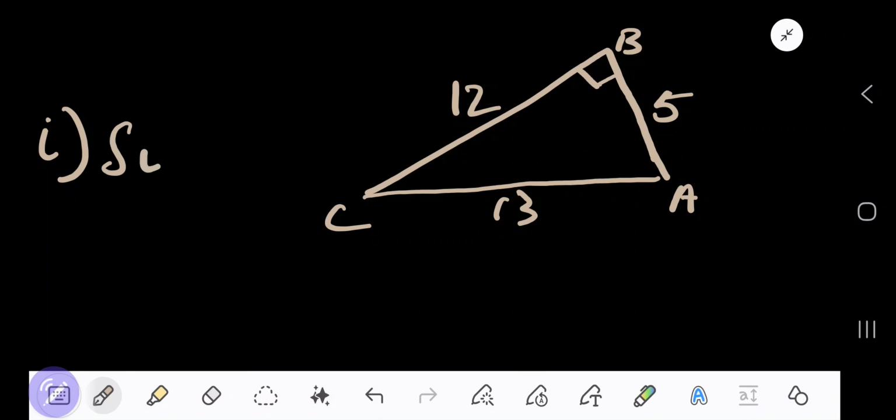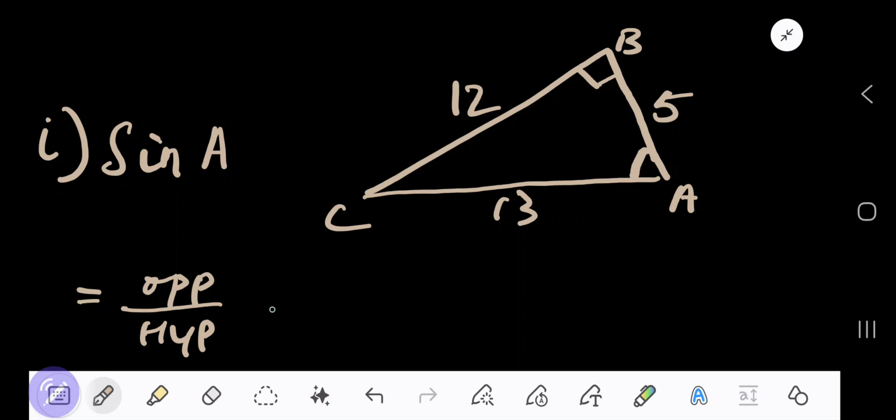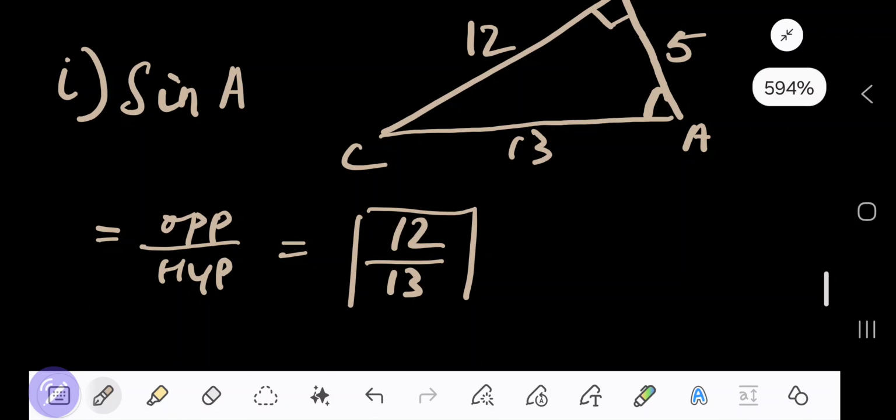First we have to find sine A. So they've given A, that means this is the angle, right? We have to find the sine of this angle. Sine, if you remember, is opposite by hypotenuse. So opposite is 12 and hypotenuse is 13. So sine A is 12 by 13.